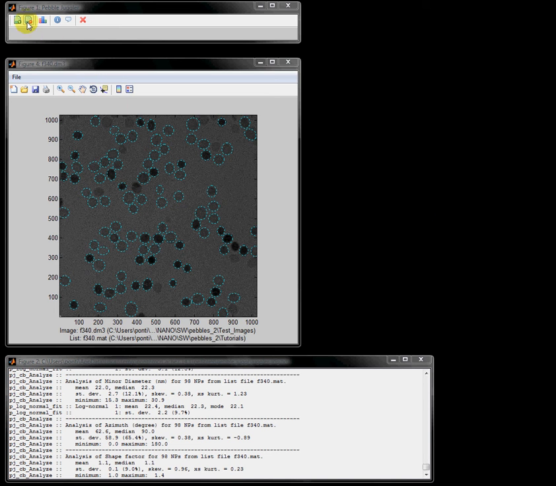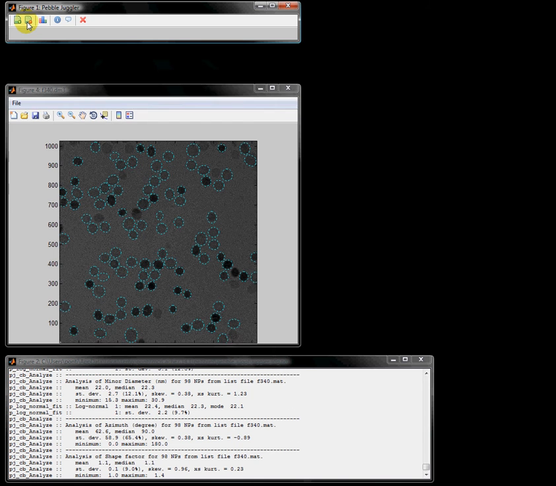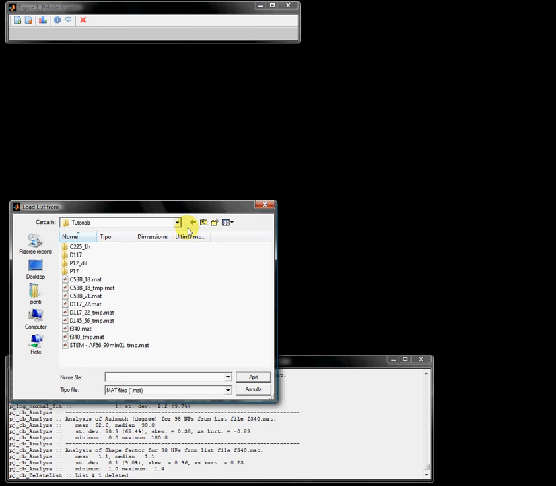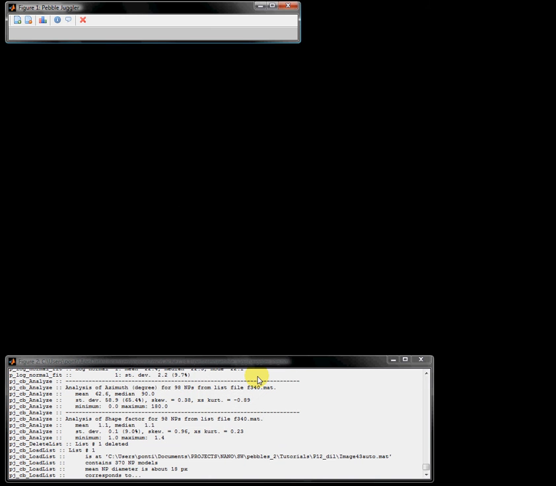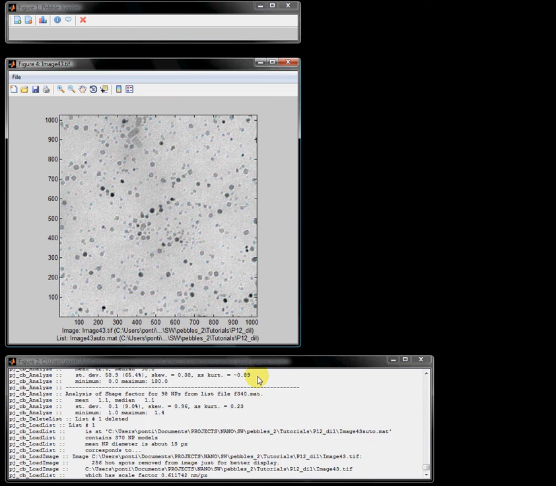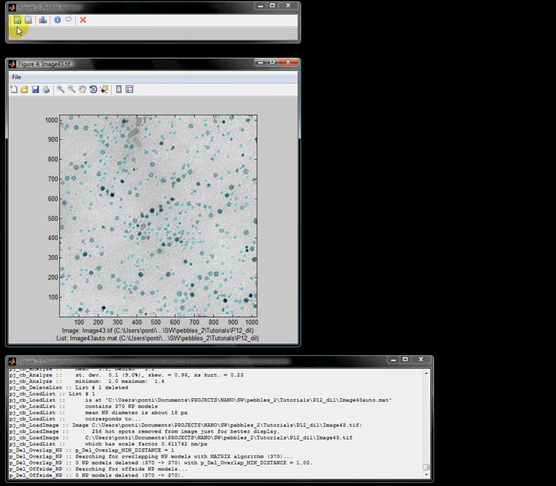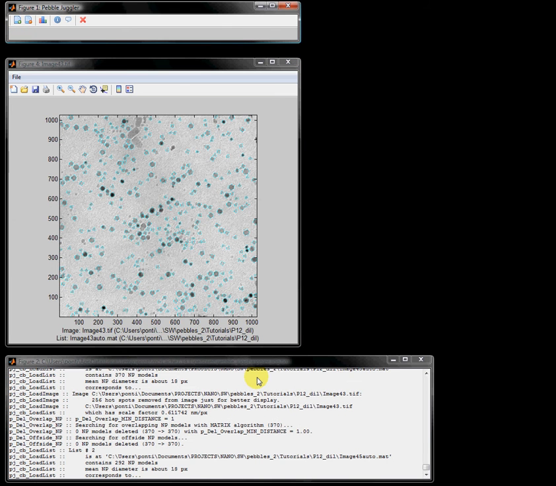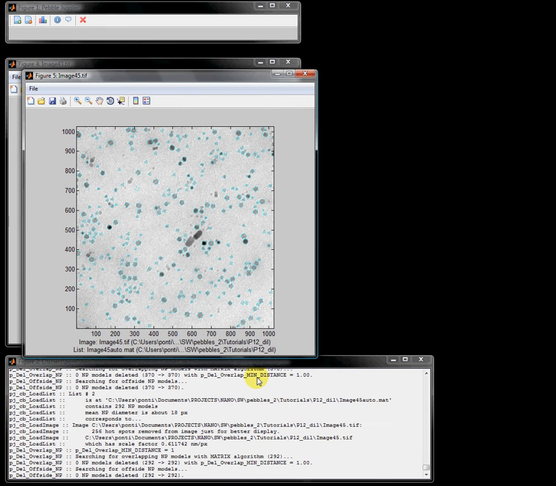I begin by deleting this image and loading other two lists related to the same sample, which comes from a reaction which resulted in a mixture of manganese oxide and manganese sulfide nanoparticles.